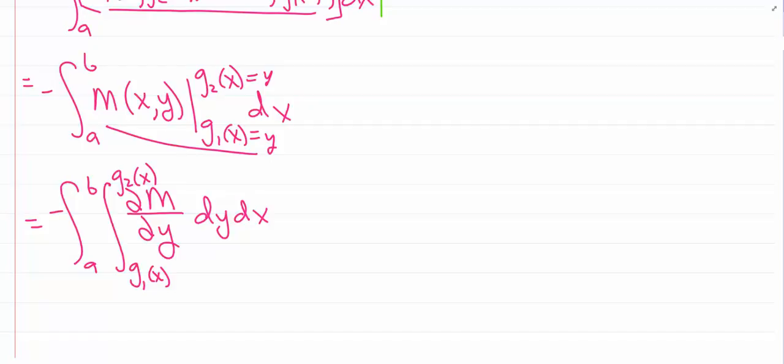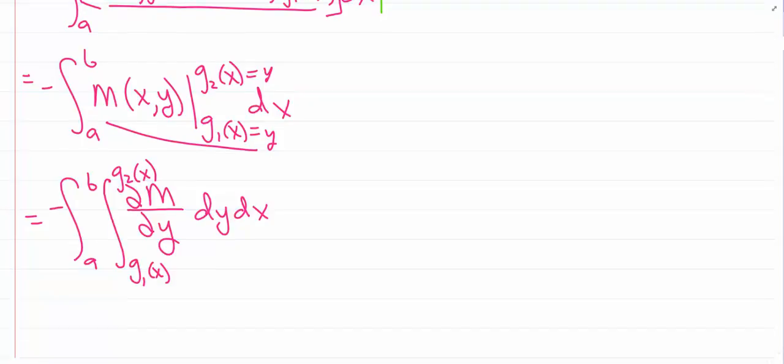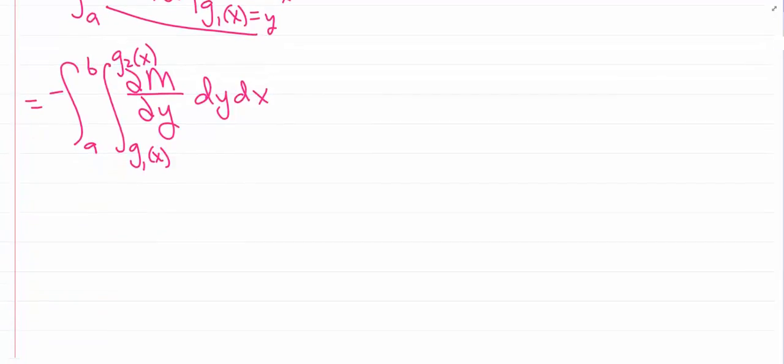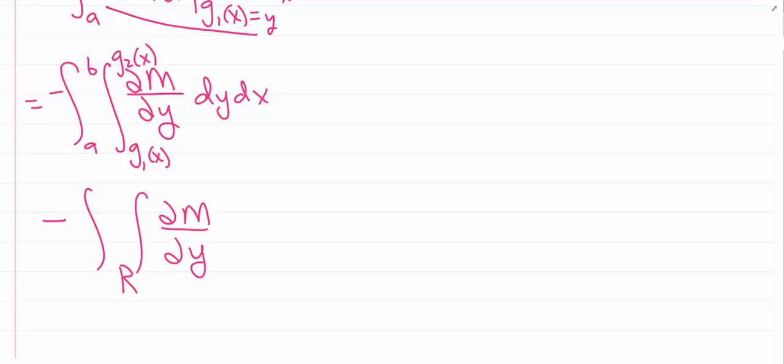Okay, well, now let's generalize a little more and just say this is negative, and I'll put an R down here, and I'll put partial m with respect to y dA. That works, right? So these are equal, right? Okay, any questions about that?